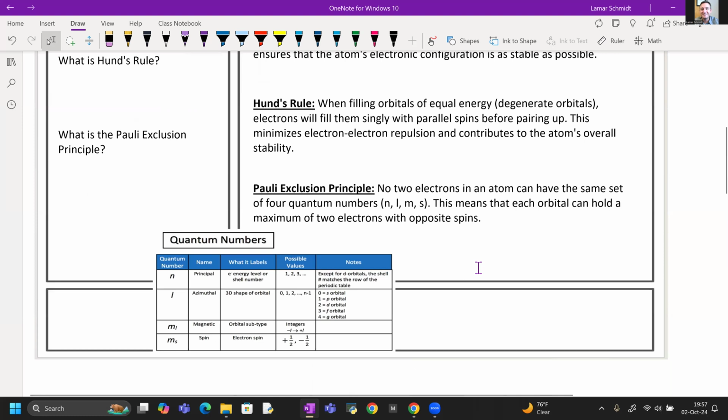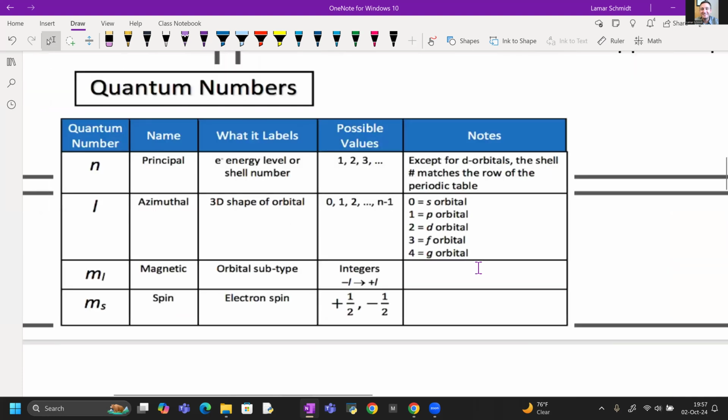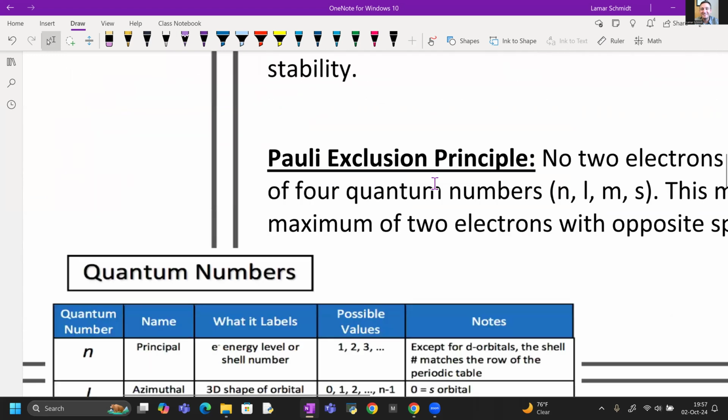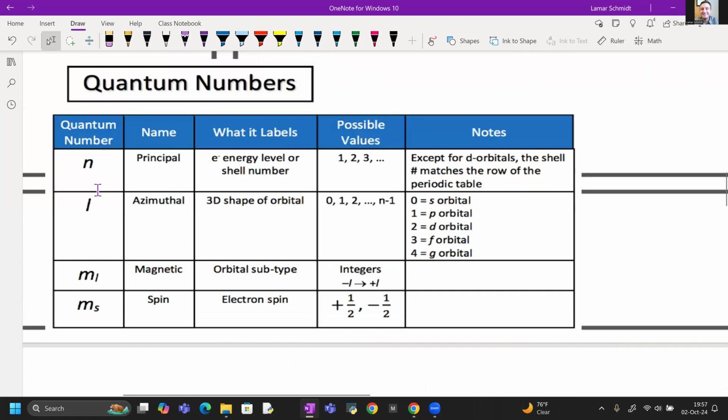Now, in our quantum model, we end up with quantum numbers of the atom. This goes way outside the scope of our course, but we have these quantum numbers, the n, l, m, and s. We have our principal quantum number, we have our l, which is our s, p, d, f, we have our magnetic, which is some type of integer, and then we have our spin. What we're really interested in with the arrows of the orbital diagram is this spin.